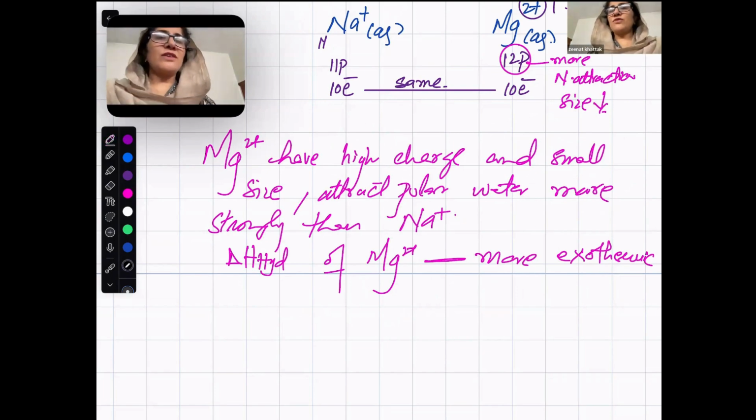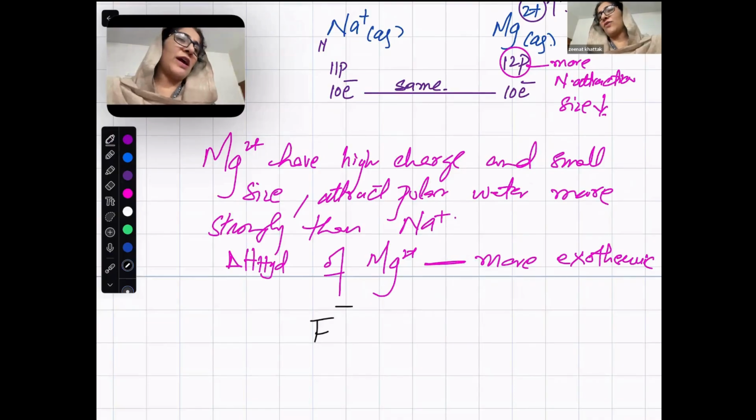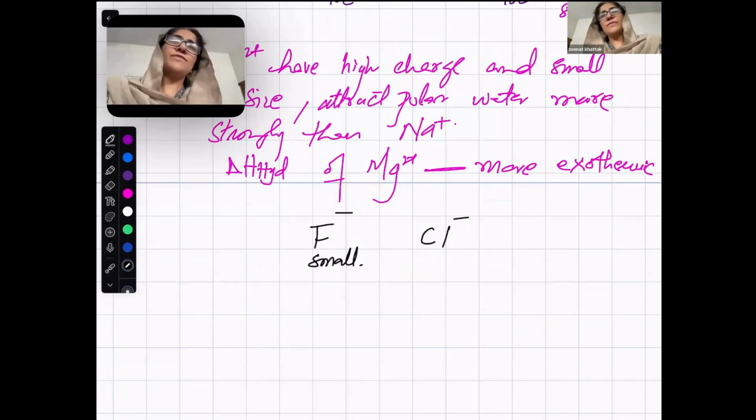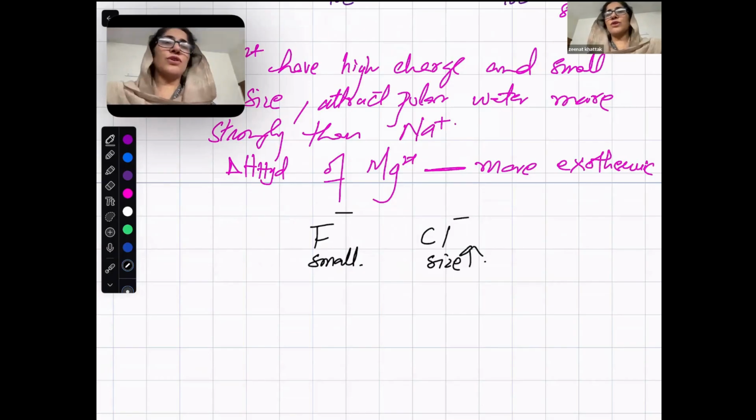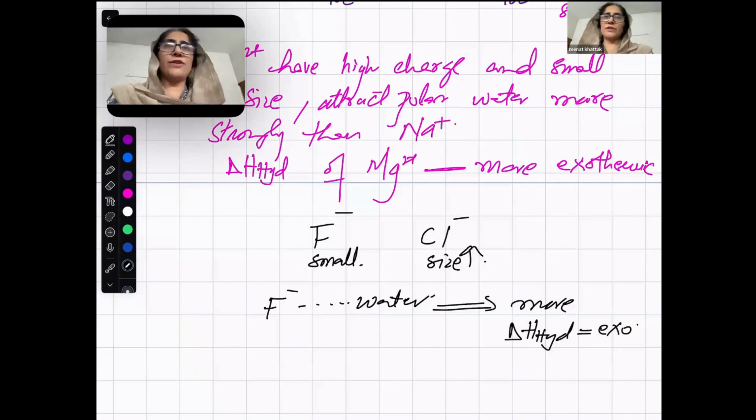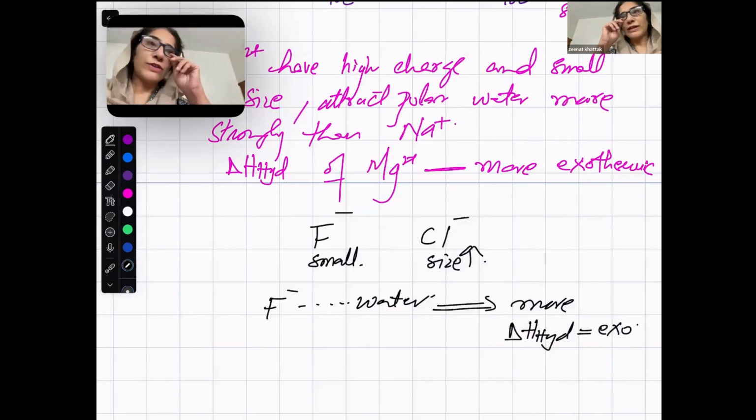Same is the case with, look, fluoride and chloride. We know fluoride is small. It's above chlorine in group 7. Down the group, the number of shells increases, and the size is getting larger. So fluoride is attracted more strongly by water, with more exothermic delta H hydration. I hope you understand the delta H hydration.